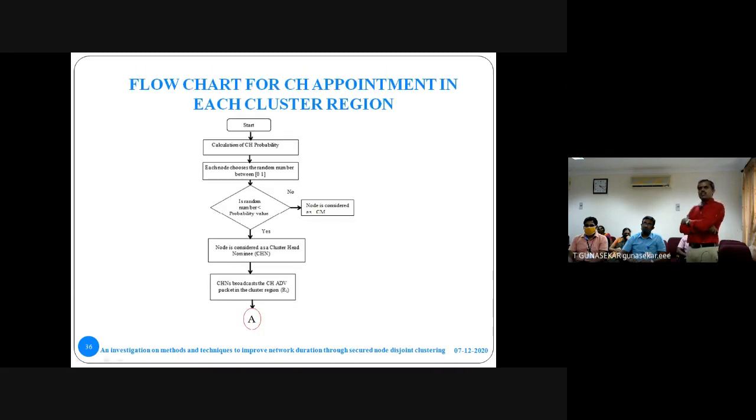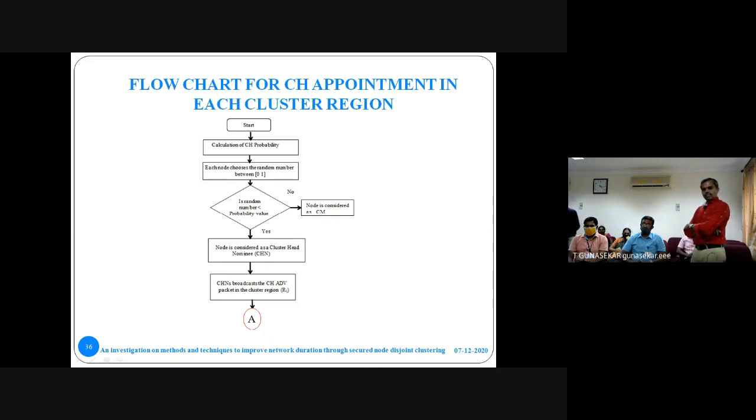By using this flowchart, we can clearly explain the concept of selecting the cluster gate for each cluster. First you have to calculate the cluster gate probability. After that, each node chooses a random number between 0 and 1. If the random number chosen is less than the probability value, then that node will be declared a cluster gate nominee. Otherwise, it will be declared a cluster gate member.